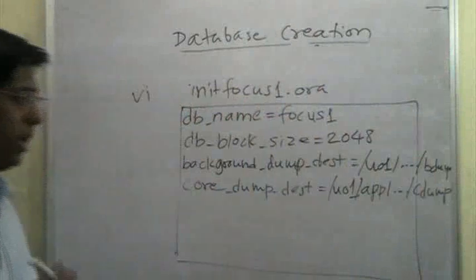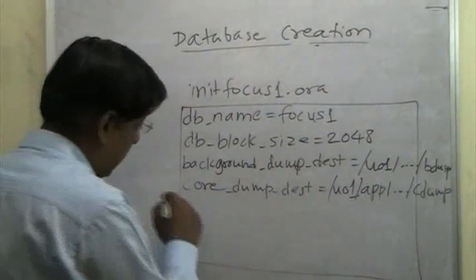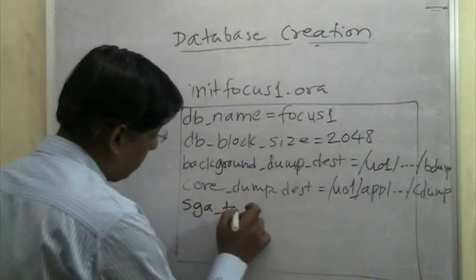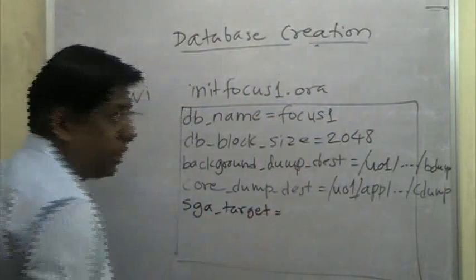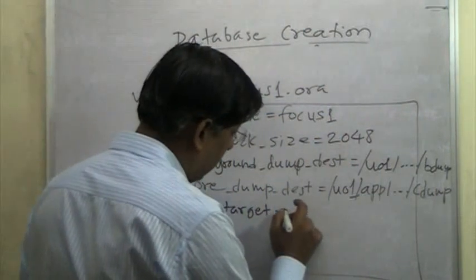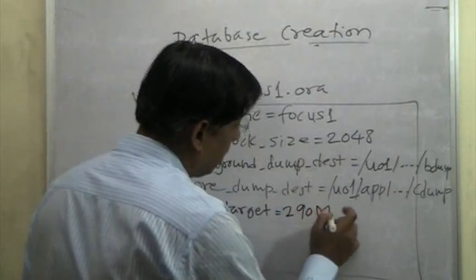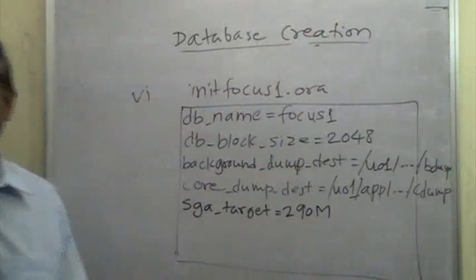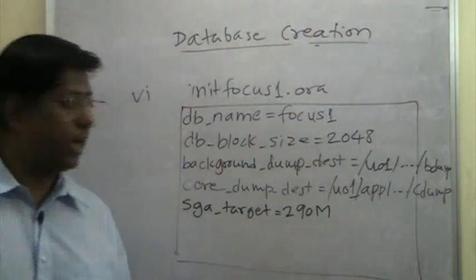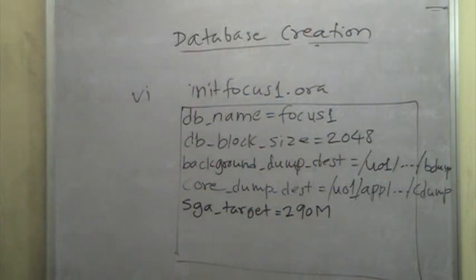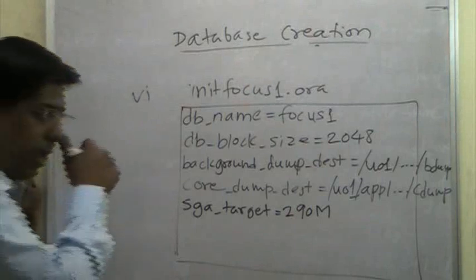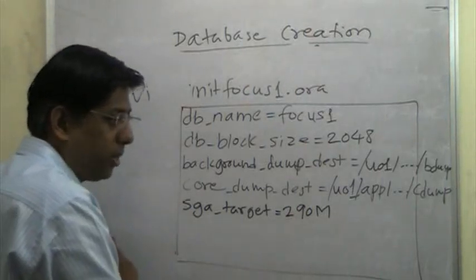Okay, and then we are going to say, let us say SGA target. SGA target is the size of my SGA. So let us say SGA target, I have kept it very small, maybe 290 megabytes. The whole SGA, that box at the top, which contains the shared pool, which contains the buffer cache, which contains everything, the size of that is going to be 290 megabytes. So that is the initialization parameter that I am going to create.